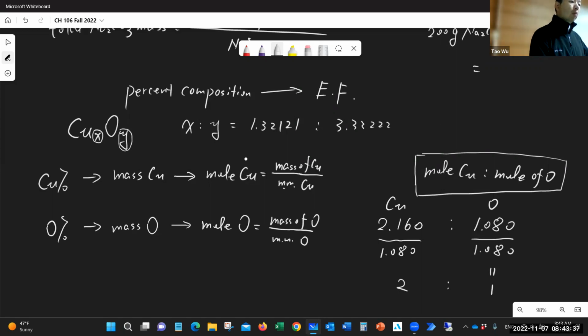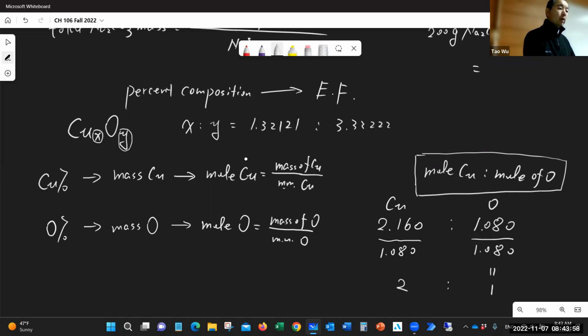Once you have the moles of copper and the moles of oxygen, the numbers could be very strange. Then you need to normalize those numbers by dividing by the smallest mole number between the two. Then you will figure out the whole number ratios, the whole number ratios.